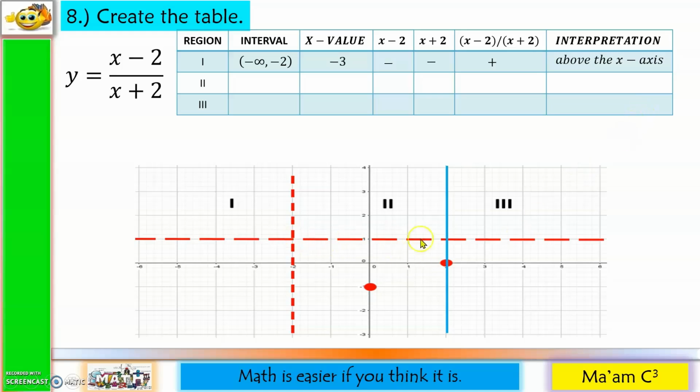Now let's have region 2. The interval is from negative 2 up to positive 2. 2 is included. That is our x-intercept. So negative 2 to positive 2.